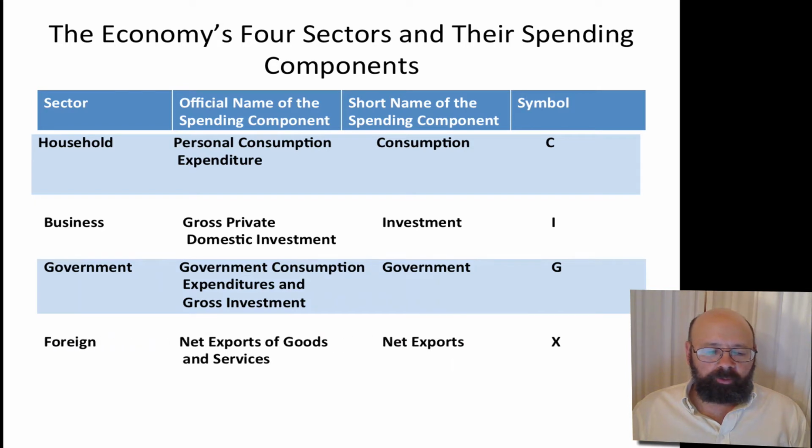All right, on to the fourth sector, the foreign sector. The official title of spending in the foreign sector is net exports of goods and services. Called net exports for short, and we use the term X. And again, an important point to understand about net exports is that it's the difference between export spending, in other words, the difference between the value of the goods and services we ship abroad, and import spending, which is the value of the goods and services that are produced abroad that we consume domestically.